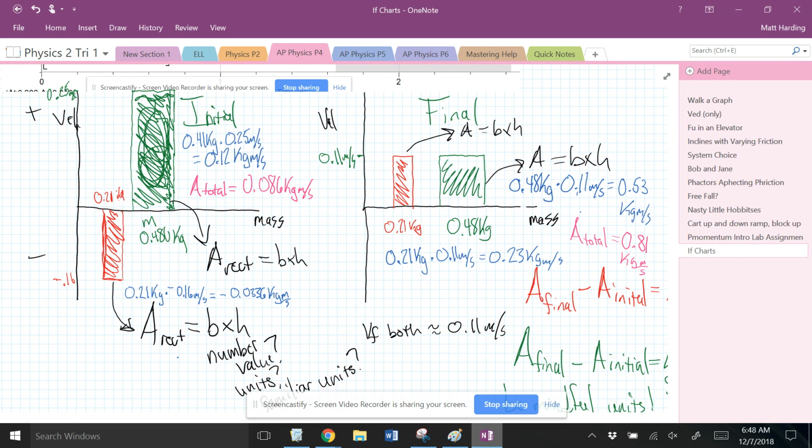Here's my IF chart from yesterday, and I've gone through and calculated the area of each rectangle on here. For this green one, I get an area of 0.12 kilogram meters per second. For this red one, I get negative 0.0336 kilogram meters per second. And over here for the green one, I get 0.53 kilogram meters per second, and for this red one, 0.23 kilogram meters per second.